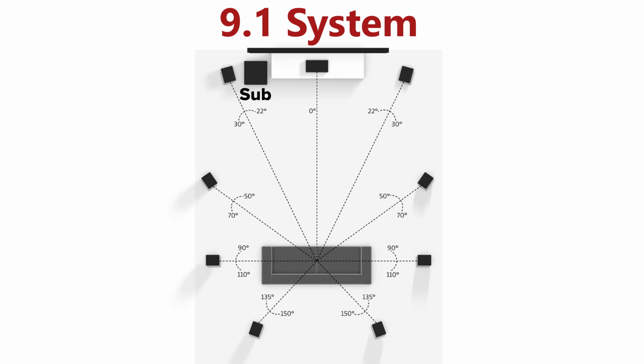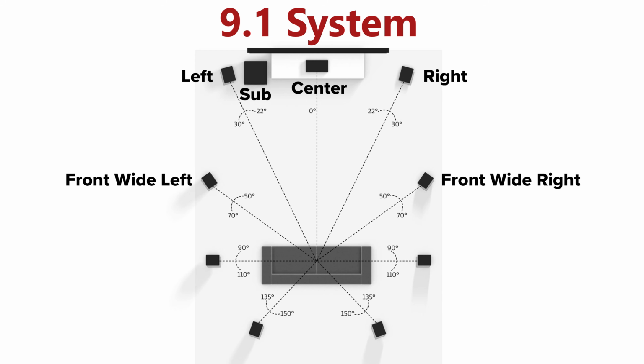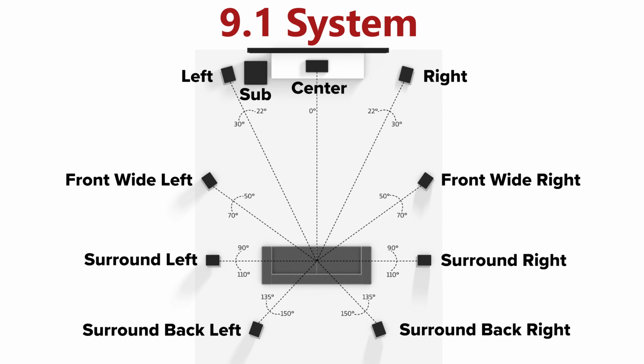So for a 9.1 system, you would have 3 speakers up front, the left channel, center channel, right channel. You would have a front left wide. You would have a front right wide. Then you would have 2 side surround speakers, and then 2 surround back speakers. Now, over the past several years, we've introduced a new number to that equation. So no longer is it just 5.1, 7.1, 9.1, and so forth. We now add another point and another number.